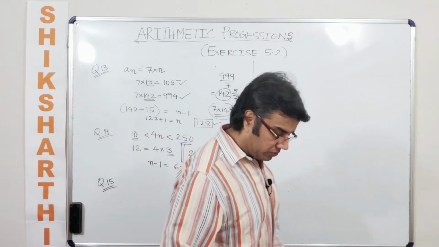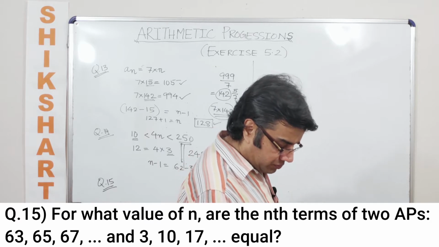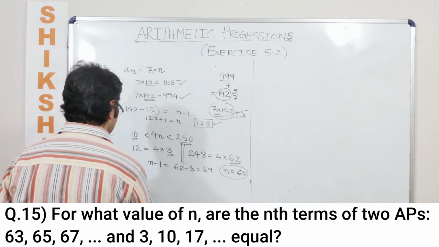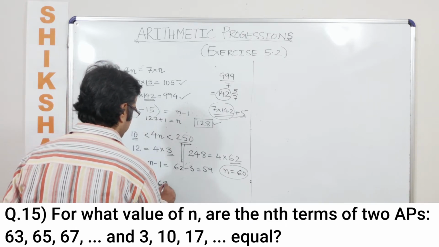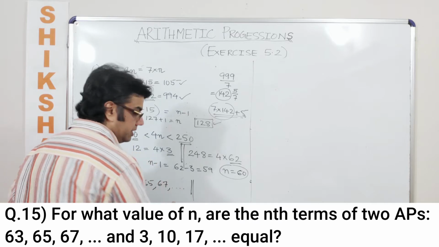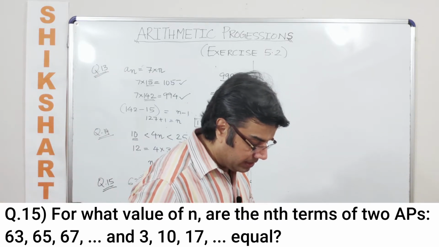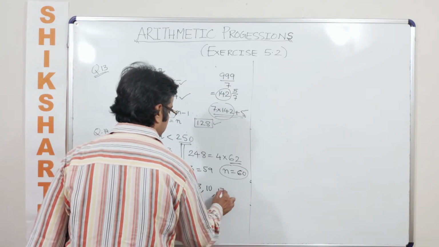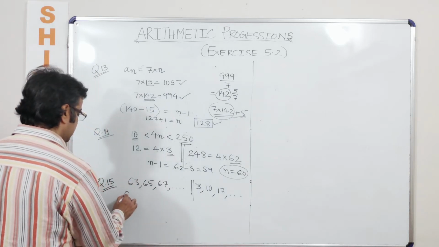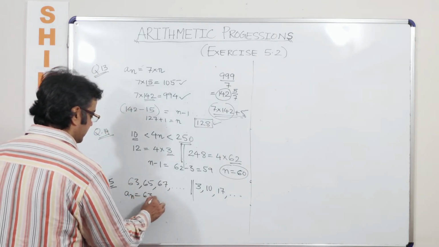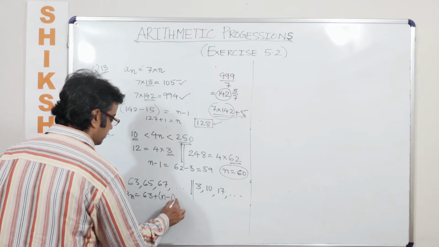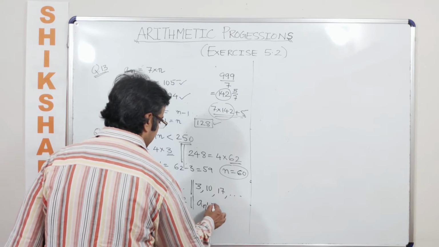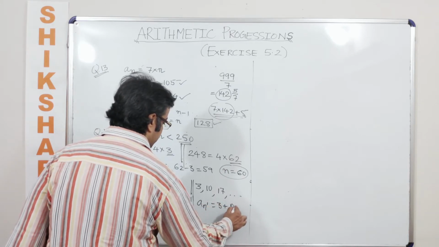Question number 15 talks about for what value of n the nth terms of two APs are equal. There are two APs, one AP is 63, 65, 67 and so on, and the other AP is 3, 10, 17 and so on. What is the nth term here? The nth term is 63 plus n minus 1 into 2, and the nth term of this AP, let's say n dash, is equal to 3 plus n minus 1 into 7.